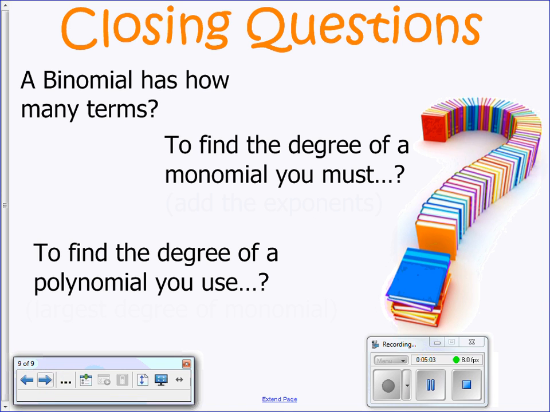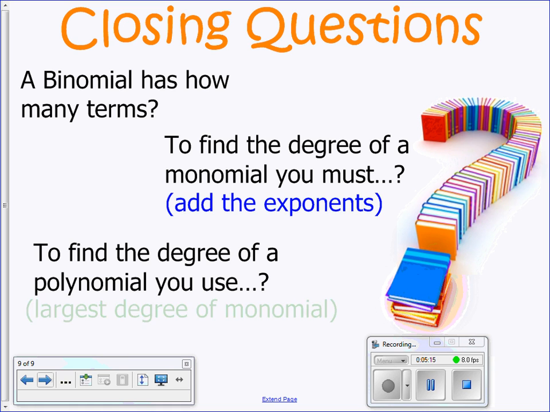So binomial has how many terms? Binomial has 2 terms. Trinomial has 3 terms. To find the degree of a monomial, you add the exponents. And to find the degree of the polynomial, you use the degree of the largest monomial.